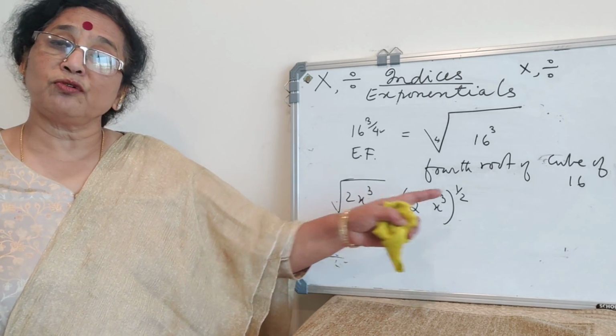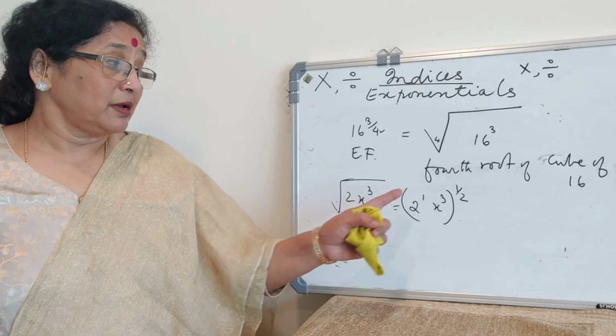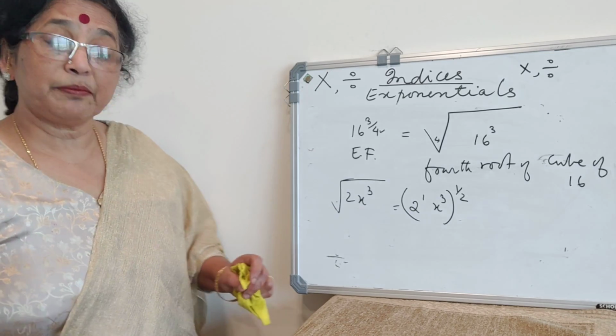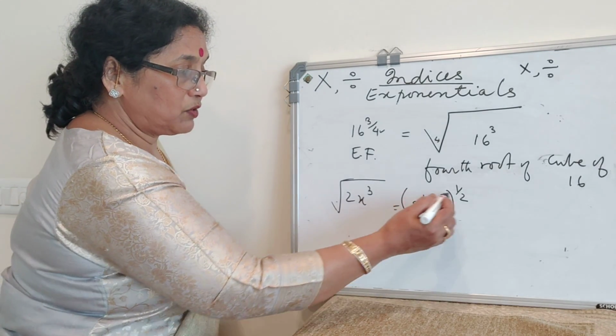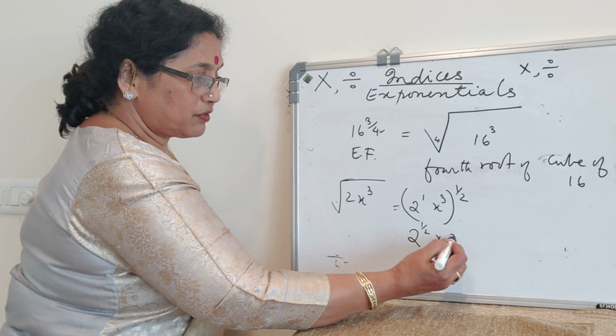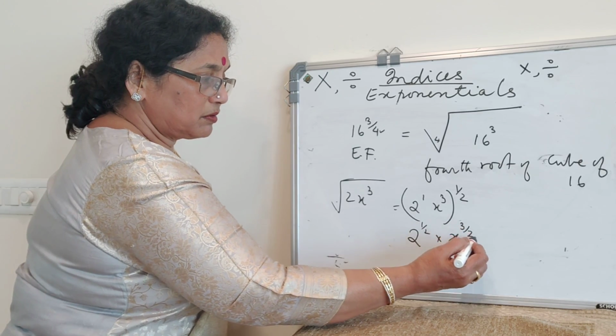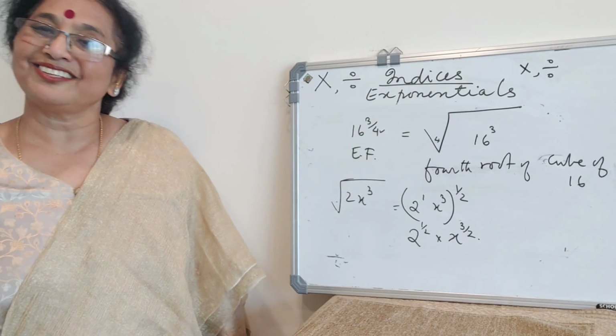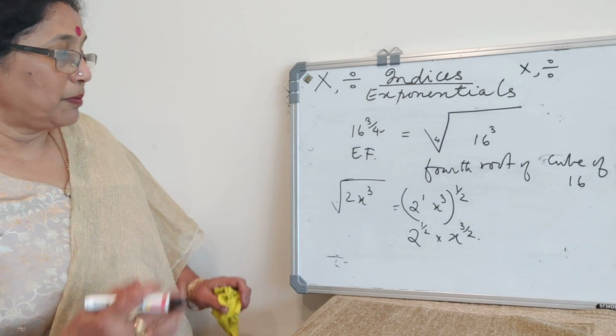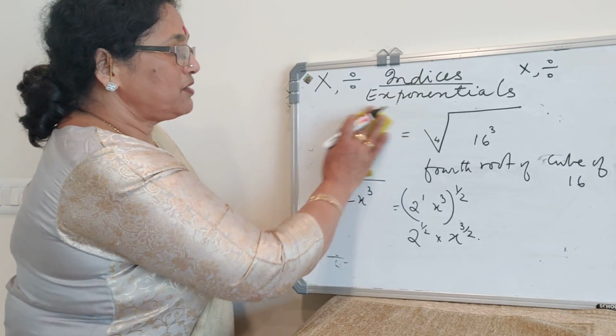And the other rule we learned: power raised to power, we multiply. So 2 and 1 into 3 by 2 is half, and x into x to the power of 3 by 2. Right? But what happens if I write another example?